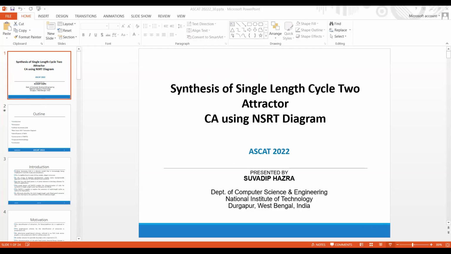Good afternoon, all. I am Suvadip Hazra. Today, I am going to present my paper on the topic: synthesis of single-length cycle two-attractor CA using NSRT diagram. This is the outline of today's presentation.